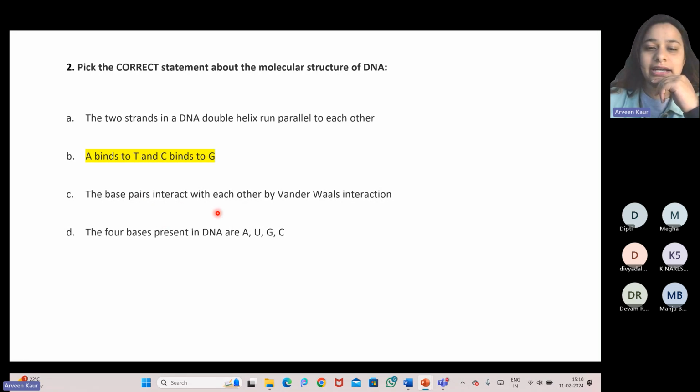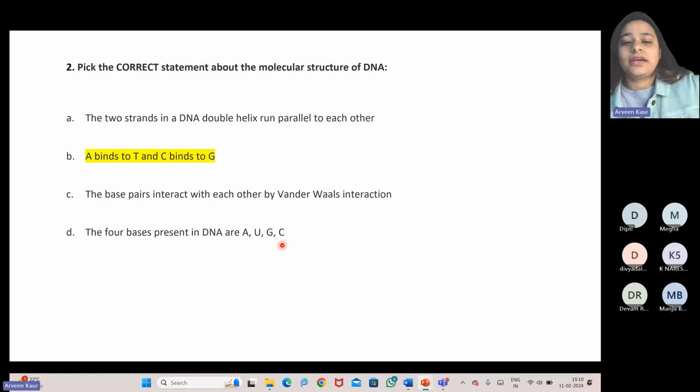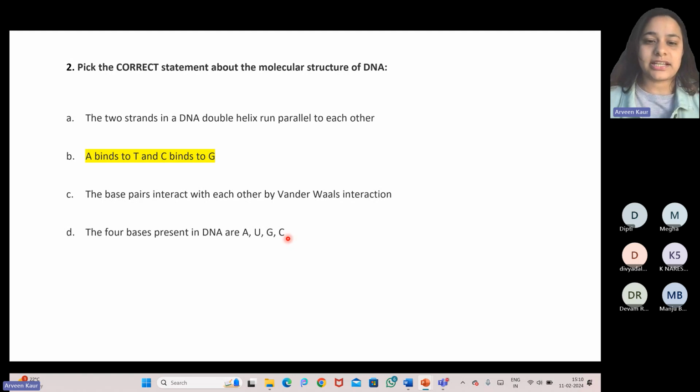Then the base pairs interact with each other by van der Waals interaction. That is also untrue, because the base pairs that are A, T, C, and G interact with one another by hydrogen bonding, right? Then the four bases present in DNA are A, U, G, and C. Is that correct? So the answer again is a no, because A, U, G, and C are the four bases that are present in case of RNA, right? In case of DNA, instead of uracil, we have thymine, right?